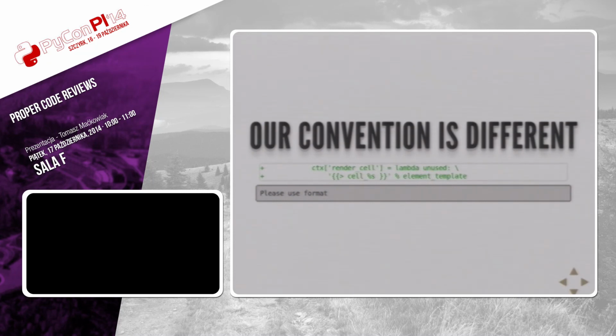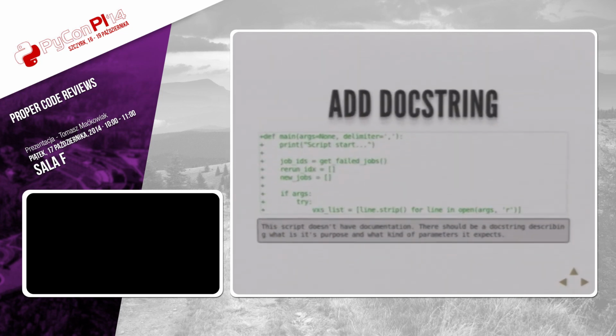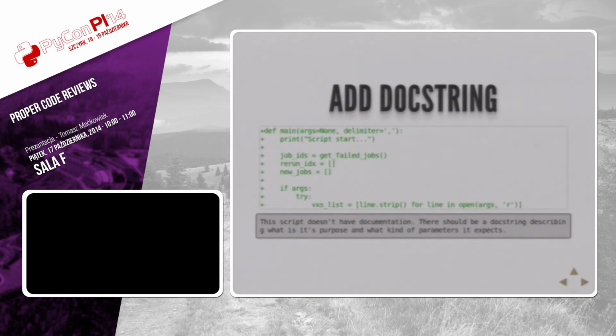Okay, the beginners can also point out that something doesn't adhere to the conventions that we use. For example, in our project, we prefer to use format over percent encoding. Very simple thing to point out. Missing docstrings. Anybody can point out missing docstrings. You see a function, doesn't have a docstring, comment on it. Very easy.